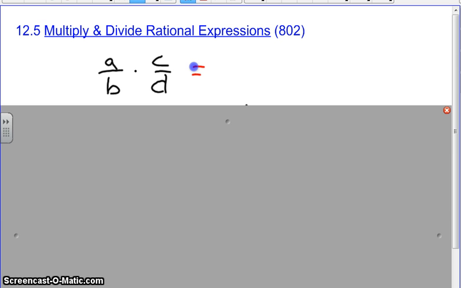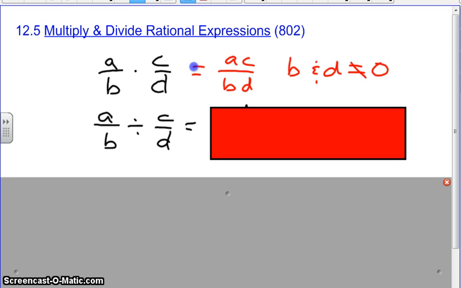What is that, Kyle? We're just multiplying, so AC over BD. So which variables may not equal 0? D or C or B or D, right? B and D may not equal 0. If they were 0, we would have undefined expressions. So we wouldn't be able to have a real answer for them.